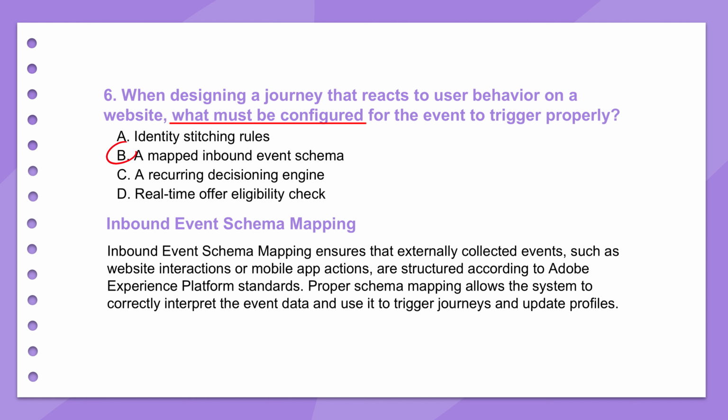Got it. Without this proper data configuration, the platform simply won't know how to react to what's happening on your site. It's really the crucial first step in any kind of behavior-driven marketing automation. Absolutely fundamental, yeah. Now let's talk about something really important these days, respecting user privacy.